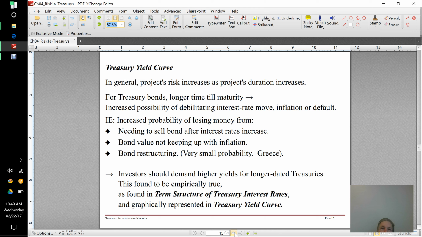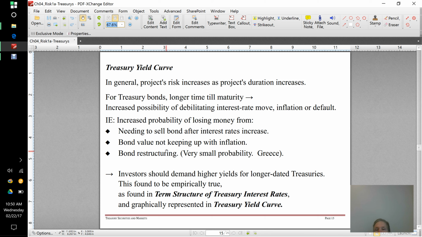In general, as I've said before, any project's risk increases with the time of the project, with its duration. Okay, so for treasuries, what does that mean? The longer time till maturity means that there's an increased possibility of a debilitating interest rate move, deflation, or default. Those are the three risks for treasuries again. So the longer the time frame, the more possibility one of those things could go against you.